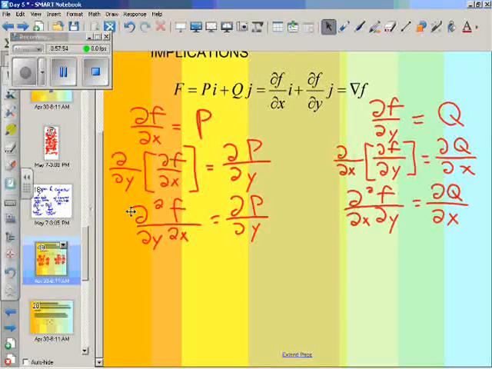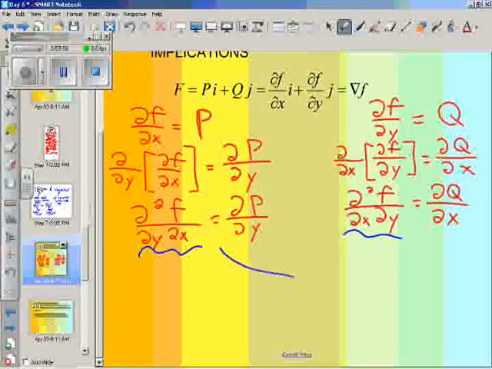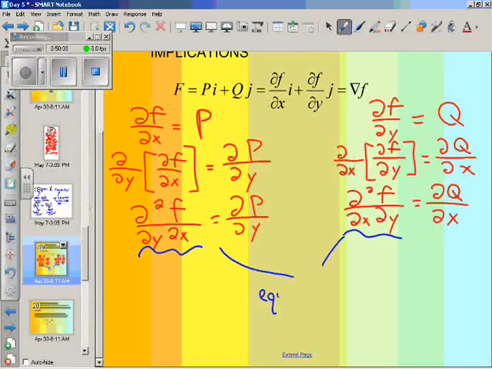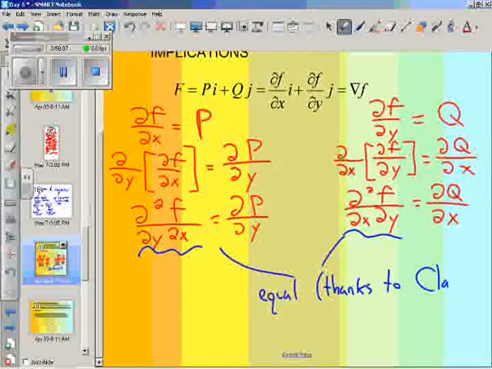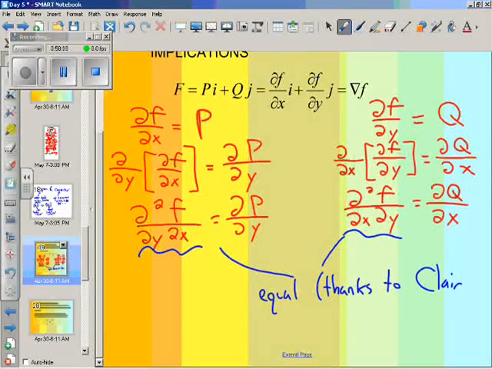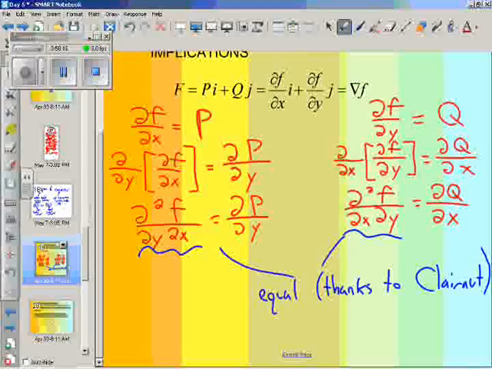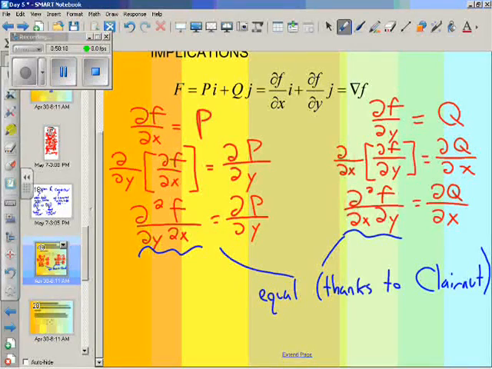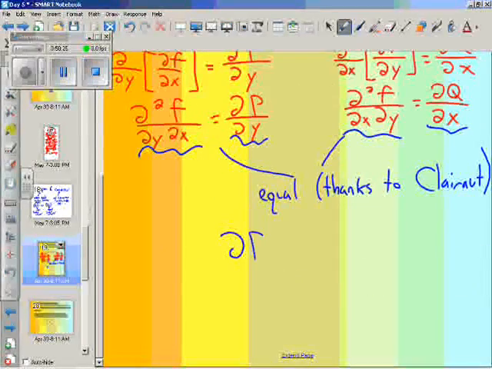However, we also know that those two are equal, thanks to Clairaut, maybe I'm going to spell his name right, Clairaut. And so if those two are equal, then what that tells us is that these two have to be equal. And so we actually have this neat little theorem.